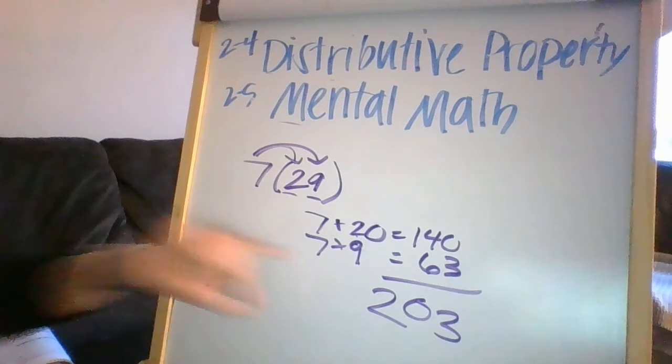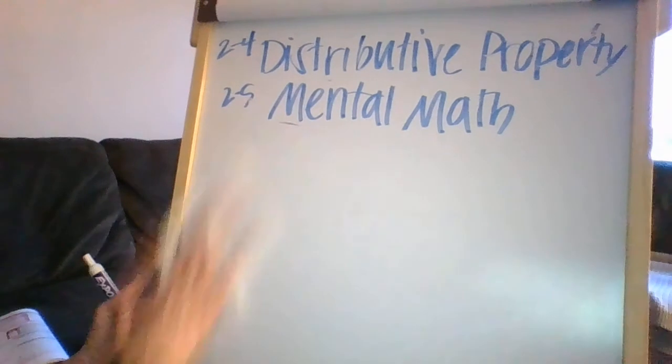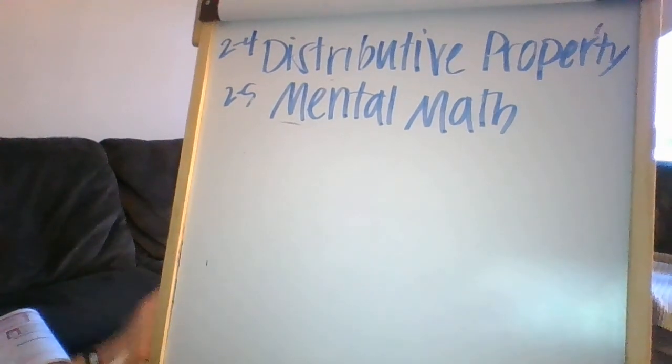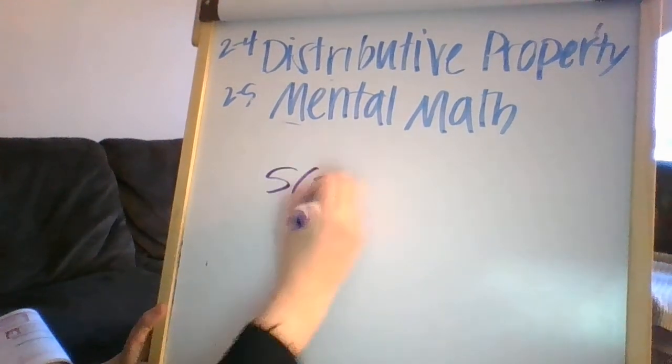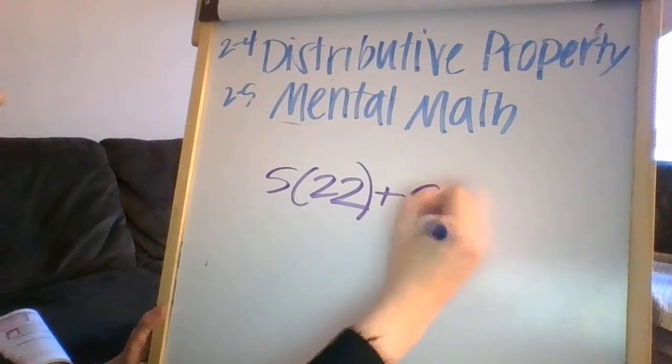Okay, so we're breaking up those numbers and the things that we can do in our head as we're going through. Another one, let's take a look at this. 5 times 22, parentheses, plus 5 times 8.